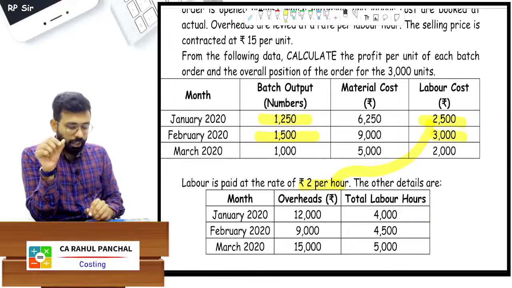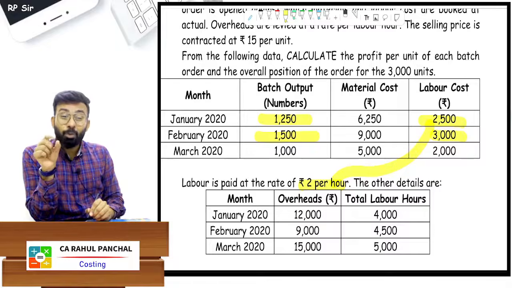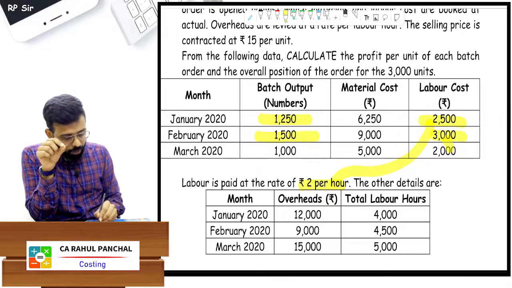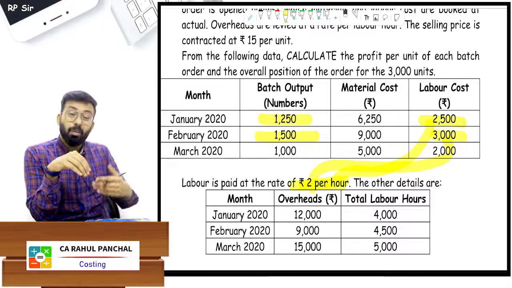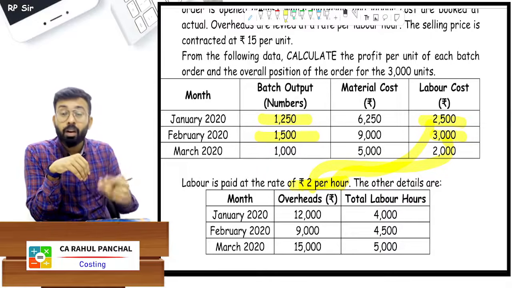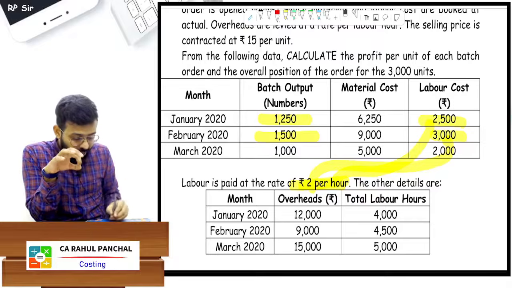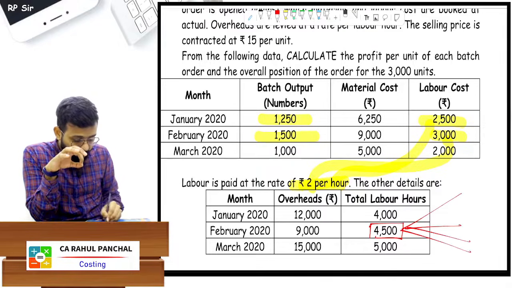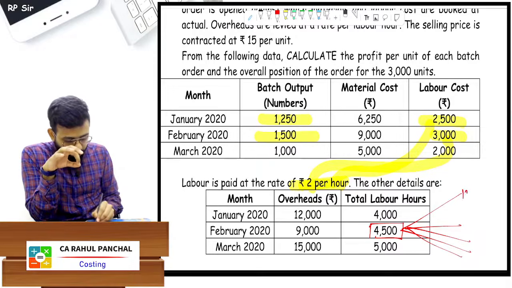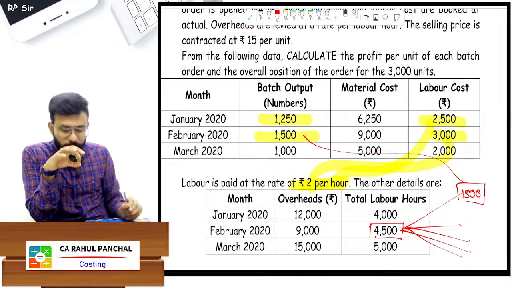To produce those 1500 units, we have incurred 3,000 as a labor cost. For every hour we pay 2 rupees. So my workers must have worked for 1500 hours. For this batch, they have actually worked for 4,500 hours in different batches. Out of those, they have worked for 1500 hours on this batch, the batch which we are talking about.